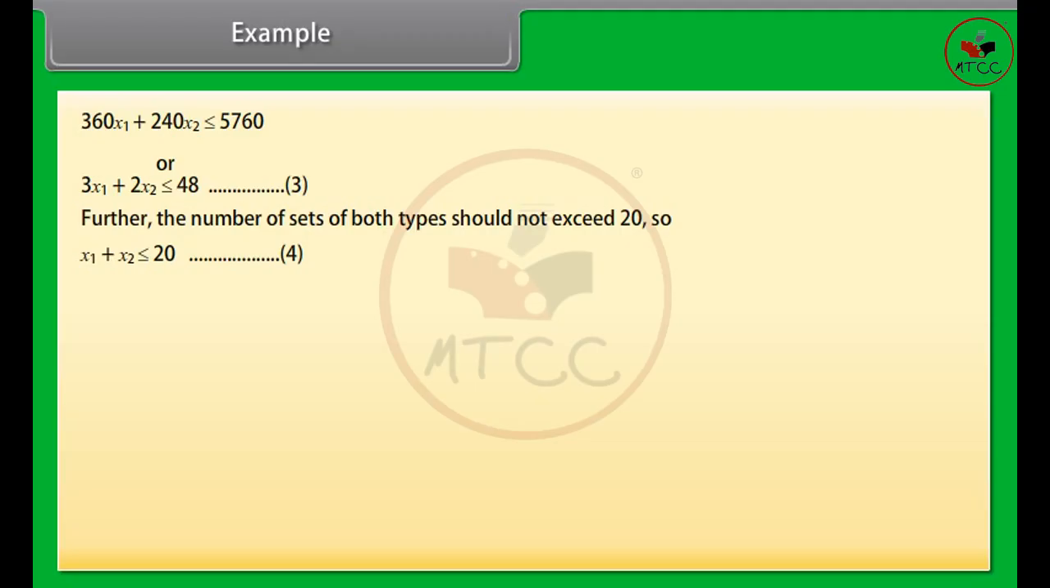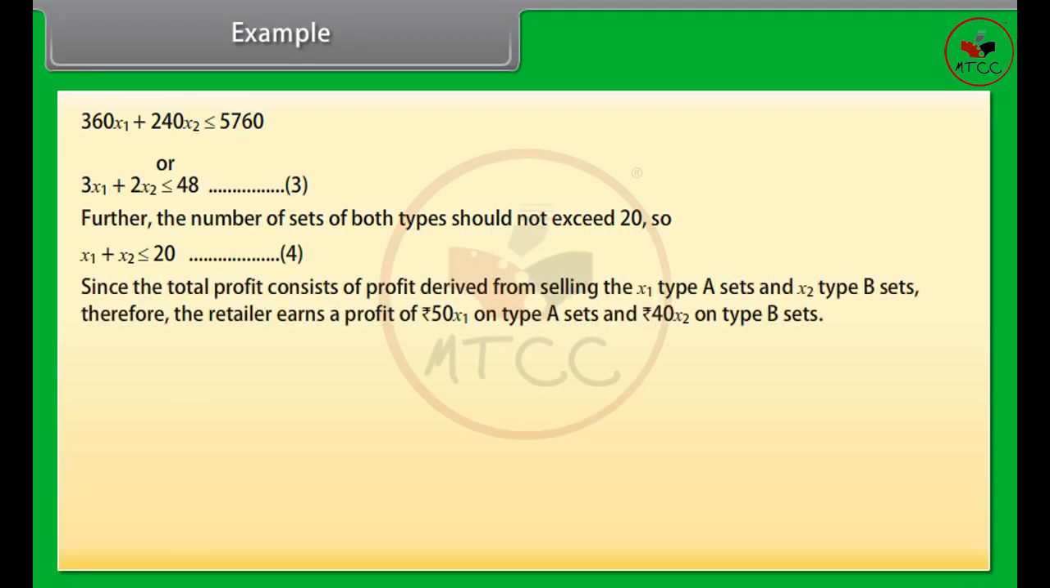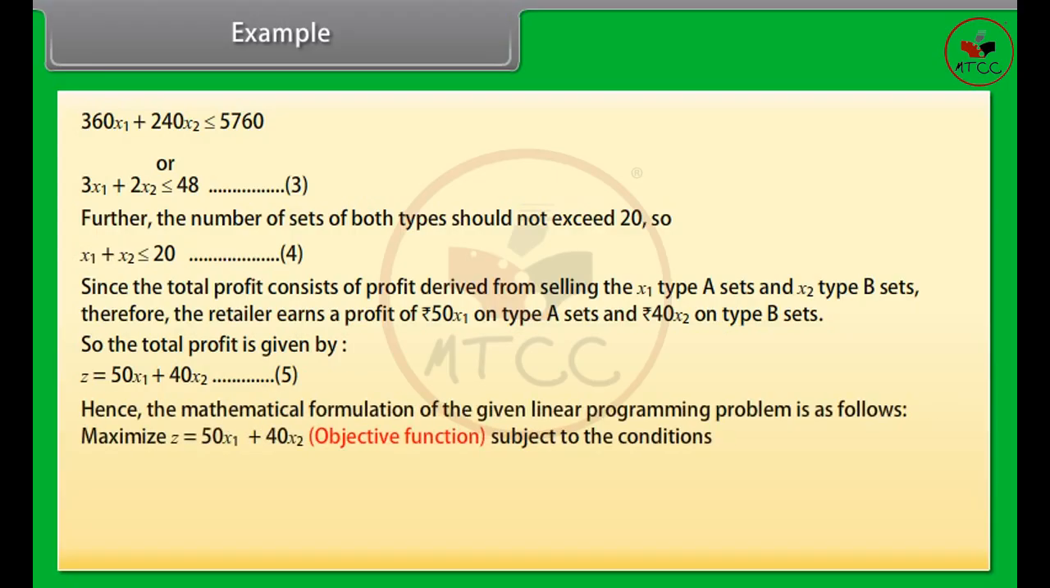Mark it as 4. Since the total profit consists of profit derived from selling the x1 type A sets and x2 type B sets, the retailer earns the profit of rupees 50 x1 on type A sets and rupees 40 x2 on type B sets. So the total profit is given by Z equals 50 x1 plus 40 x2. Mark it as 5.